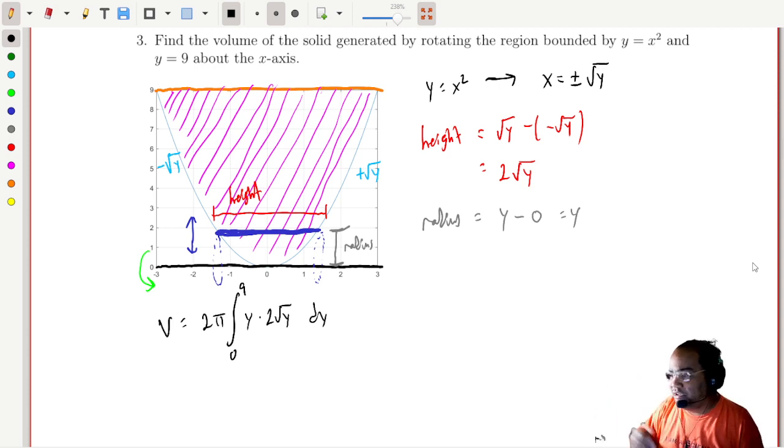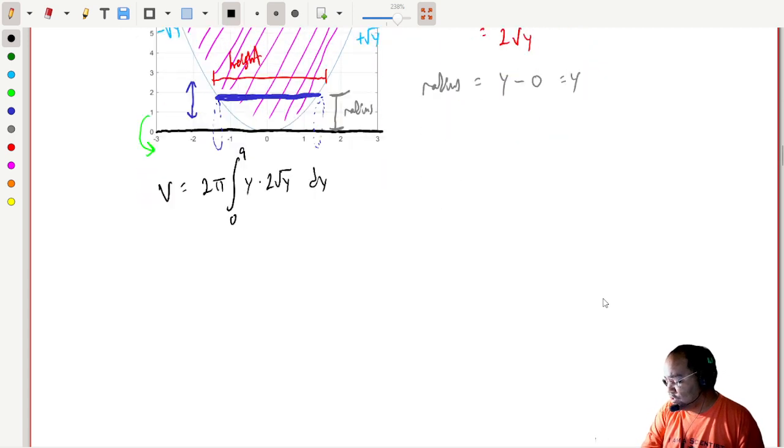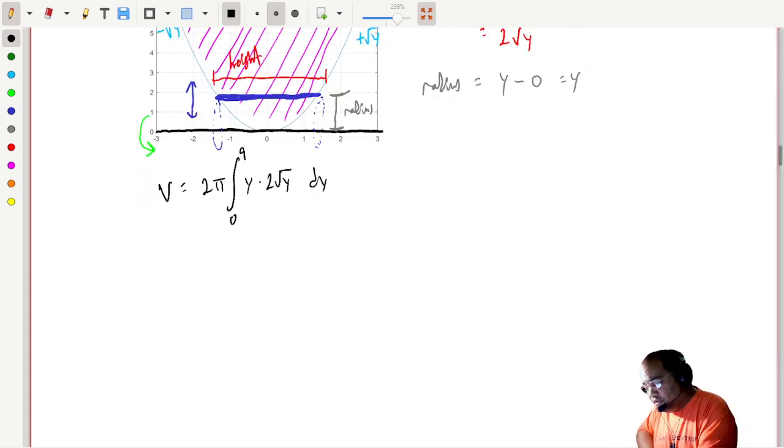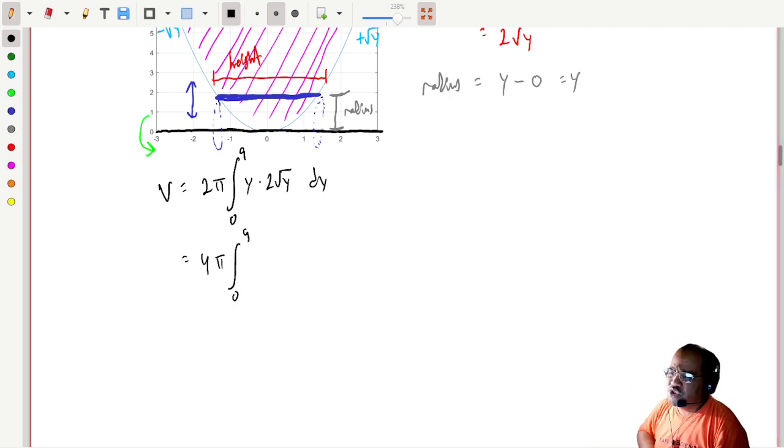Now it's just going to be a game of shuffling some things around and, hey, what's the same punchline? It's the power rule, right? Let's do some shuffling of constants. The extra 2 inside, I will absorb that into the 1 outside. That's a 4 pi. We fix that integral sign. But y times square root of y.